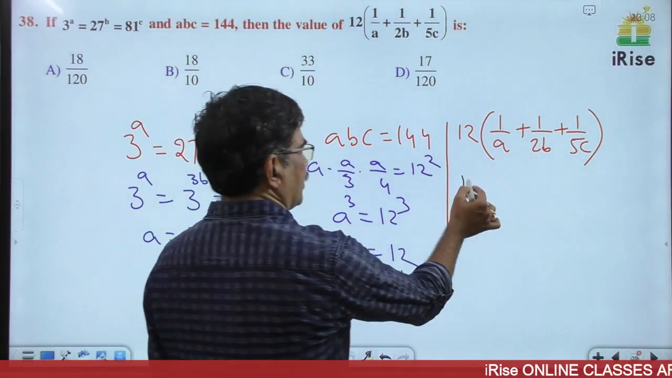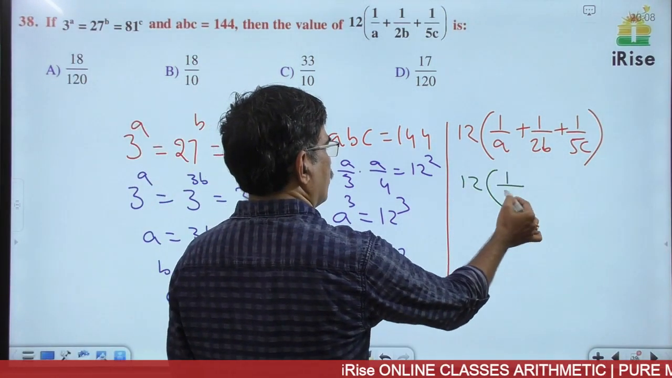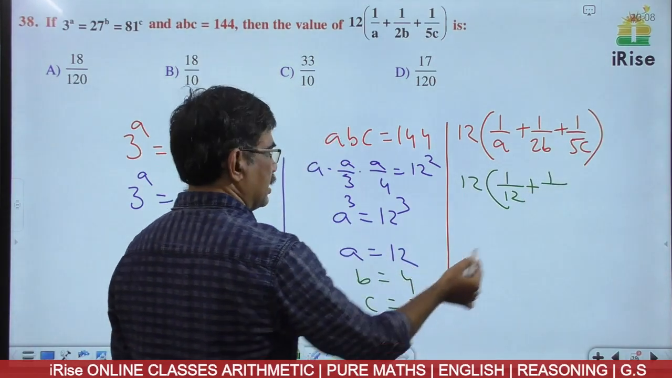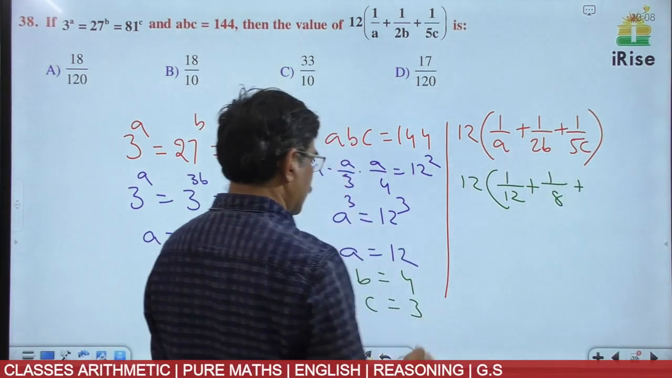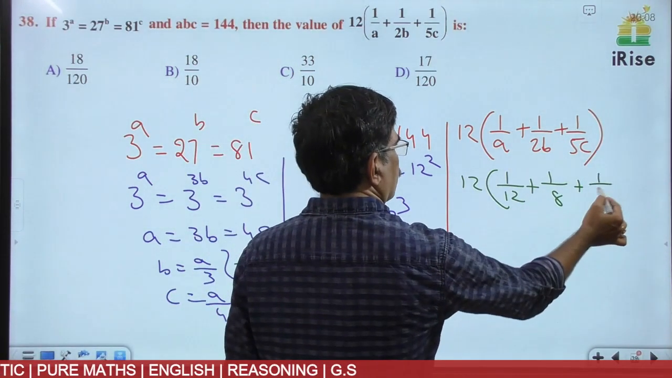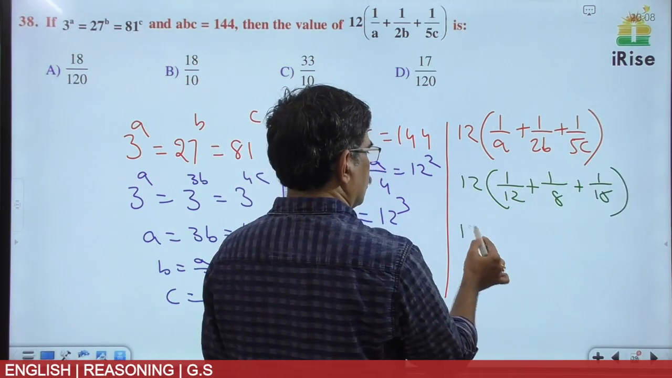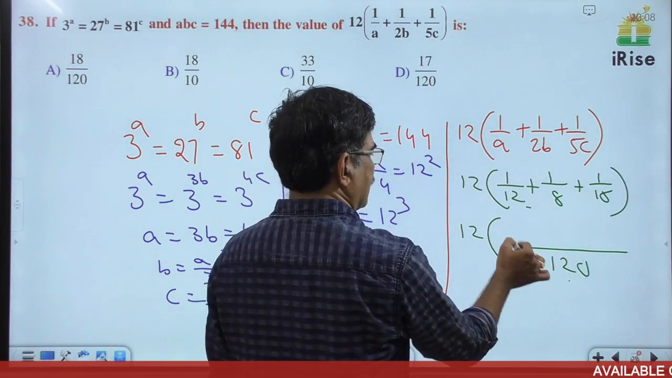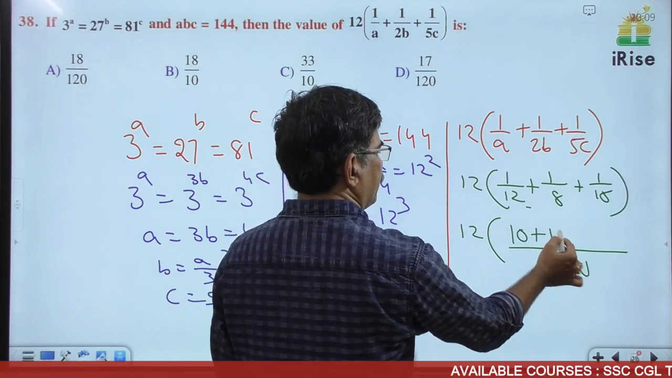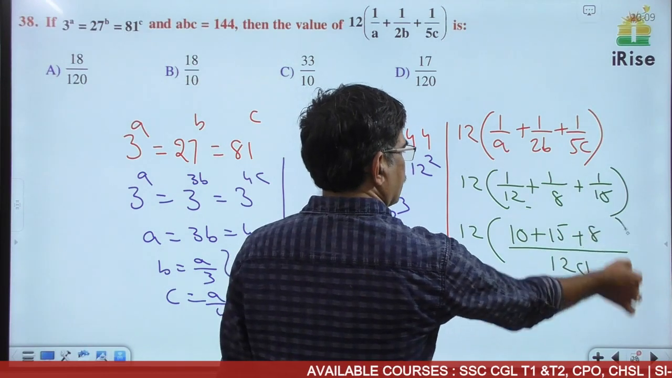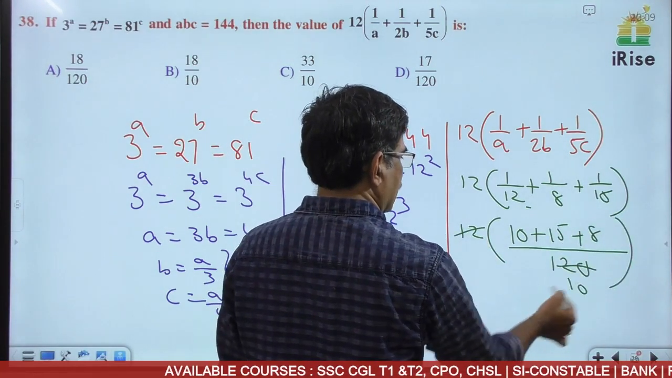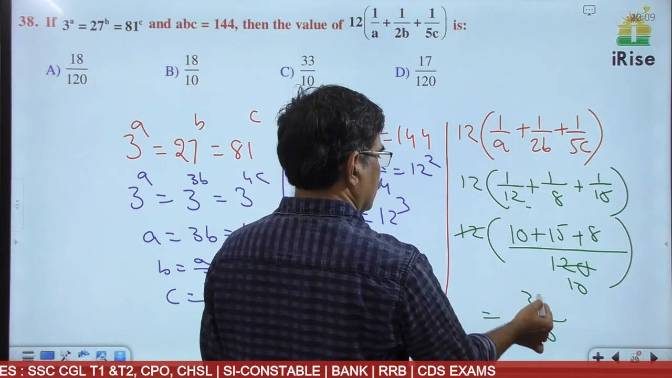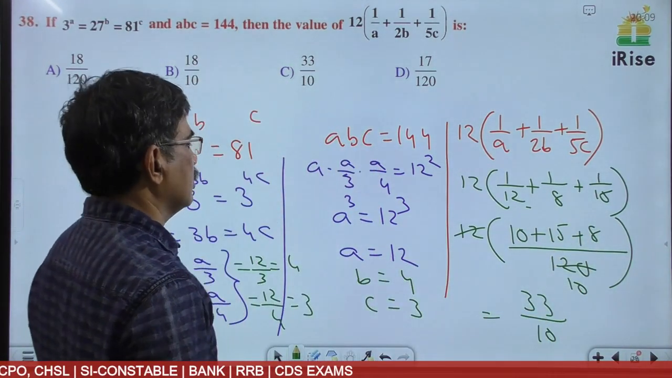Substitute in this. 12 into (1 by 12 plus 1 by 2b, that is 8, plus 1 by 5c, 5 3s are 15, 1 by 15). LCM is 120 for all these: 12 tens, 8 15s, 15 8s, 12 ones. 12 tens cancel, denominator is 10, numerator is 23 plus 10, 33. So answer is 33 by 10.